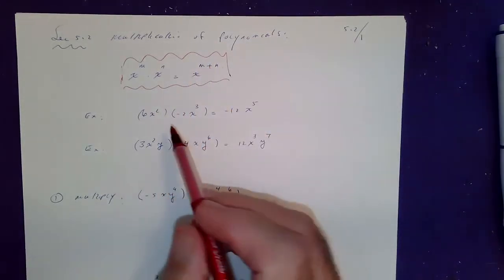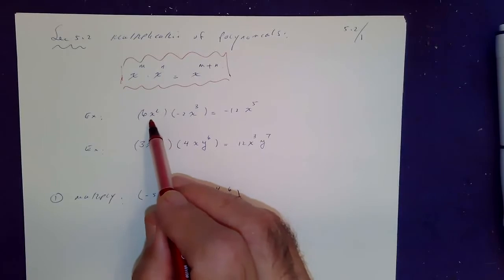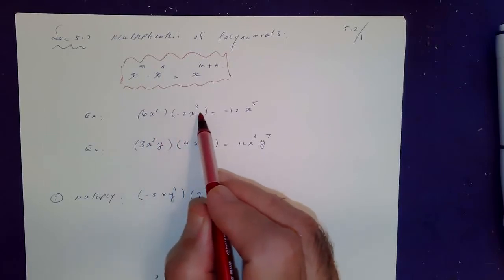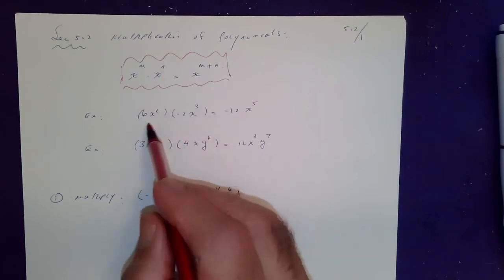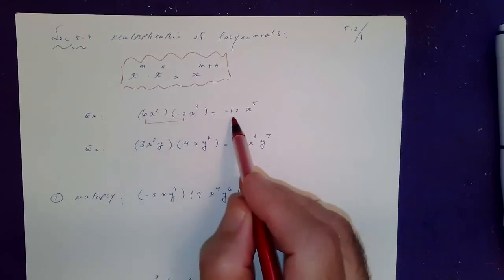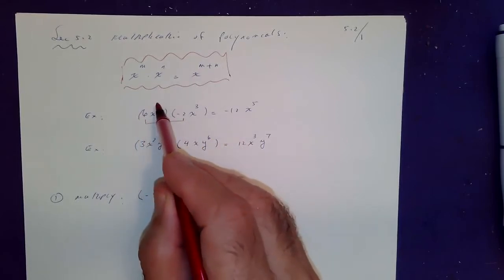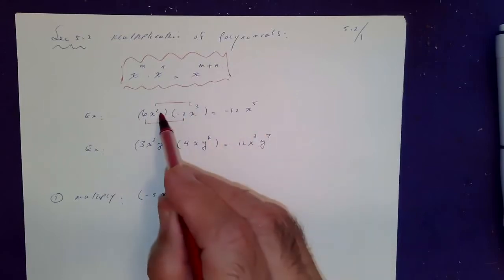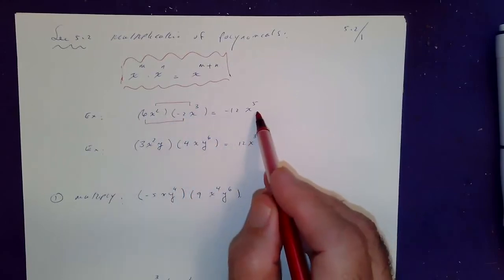For instance, up here, if I was asked to multiply 6x squared by negative 2x cubed, first I would multiply the coefficients, which is negative 12. Then I would multiply the exponents, which is x to the power of 2 plus 3, which is 5.